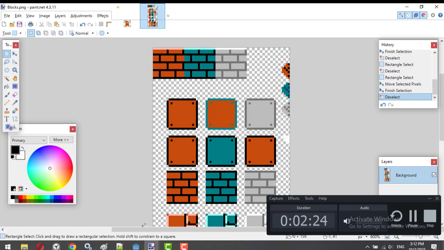Here is the paint.net. I was trying to make the tile maps here.